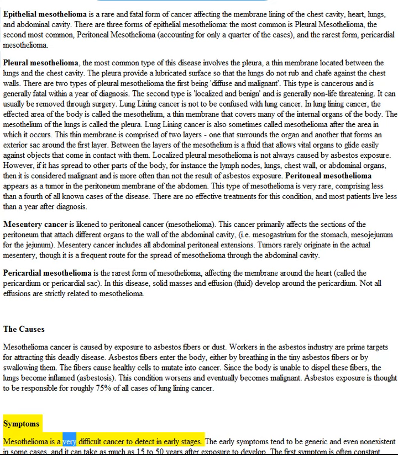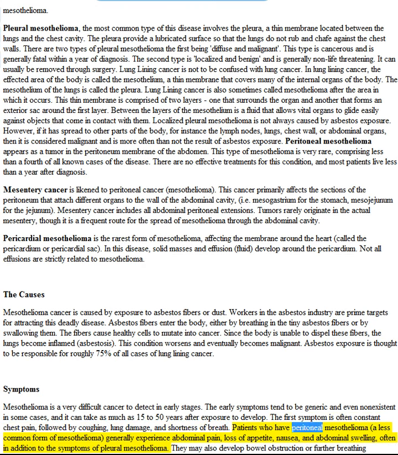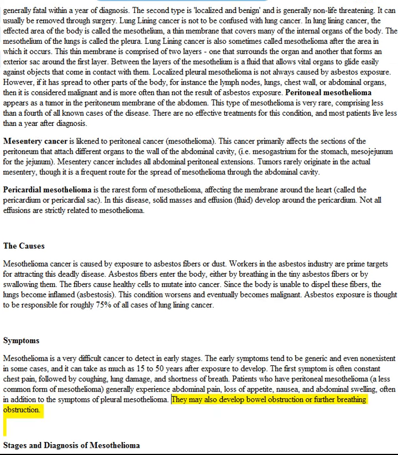Symptoms. Mesothelioma is a very difficult cancer to detect in early stages. The early symptoms tend to be generic and even non-existent in some cases, and it can take as much as 15 to 50 years after exposure to develop. The first symptom is often constant chest pain, followed by coughing, lung damage, and shortness of breath. Patients who have peritoneal mesothelioma, the less common form of mesothelioma, generally experience abdominal pain, loss of appetite, nausea, and abdominal swelling, often in addition to the symptoms of pleural mesothelioma. They may also develop bowel obstruction or further breathing obstruction.